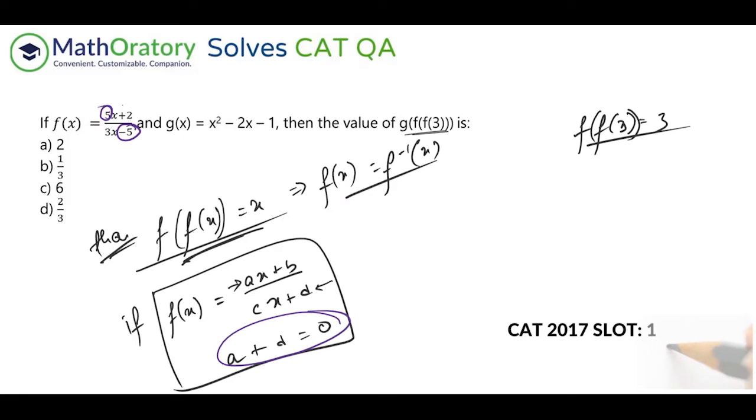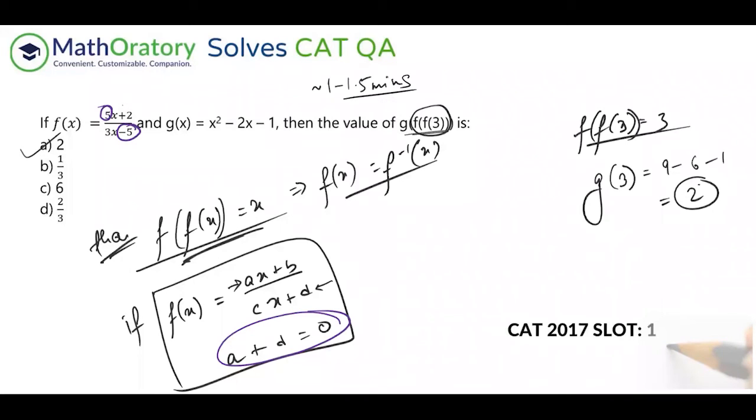Once you know that, then this entire bit becomes 3. So all you have to do is evaluate g of 3. So g of 3 is nothing but 9 minus 6 minus 1, so that is 2, the answer here. This becomes very fast if you know this idea. Even if you don't, it's absolutely fine. Roughly 1 to 1.5 minutes should be sufficient for this particular question, whichever way you want. Even if you don't know it, let me show you that as well.